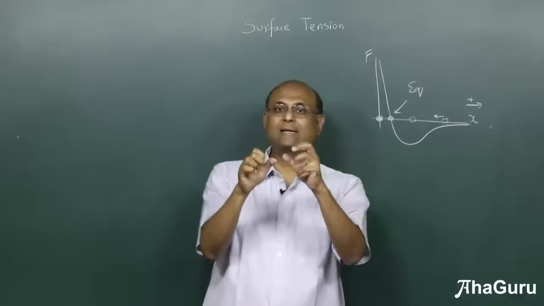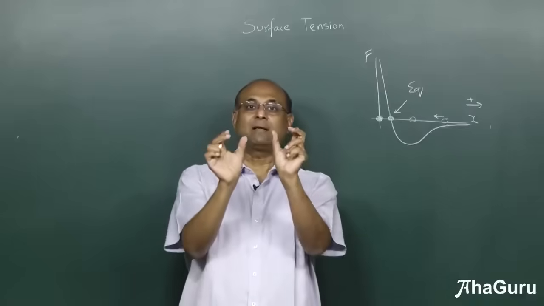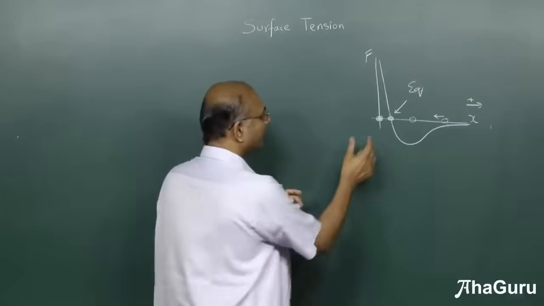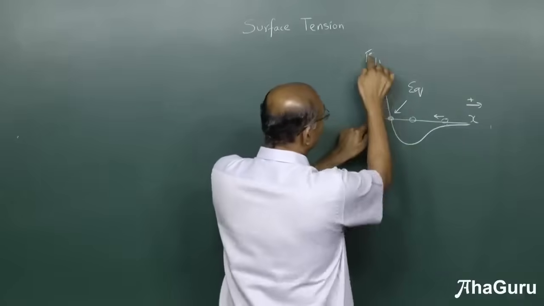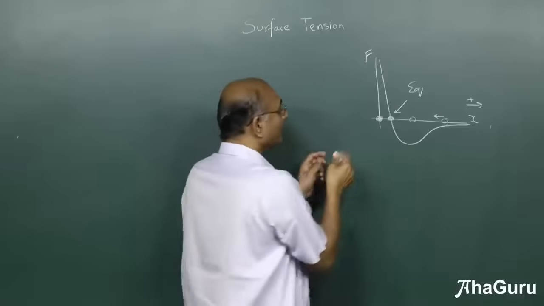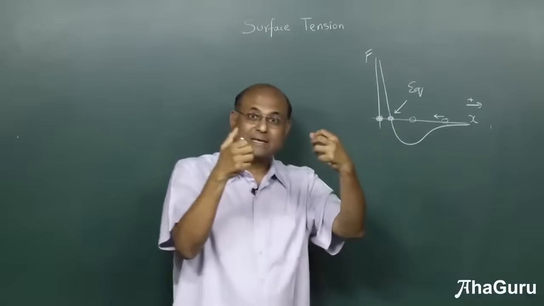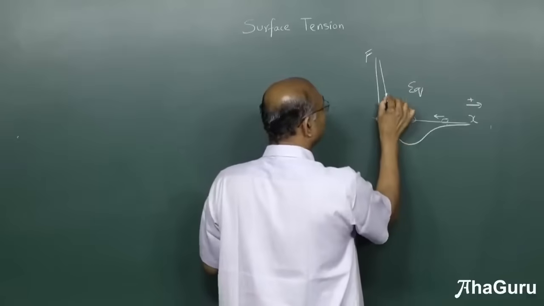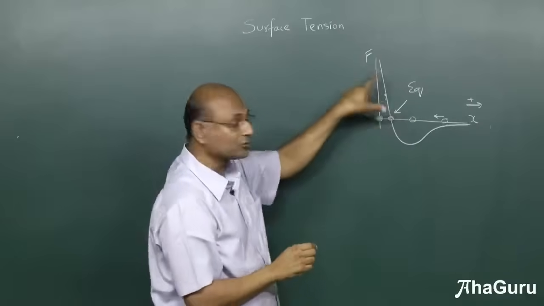So generally, if I keep two molecules or two atoms, they will remain at the equilibrium position. That is the distance at which they stop. This is the point where the force has become zero. See, the force has become zero there. If you push them too close, getting much closer than this, once they are here, the force increases rapidly. There is a huge force.